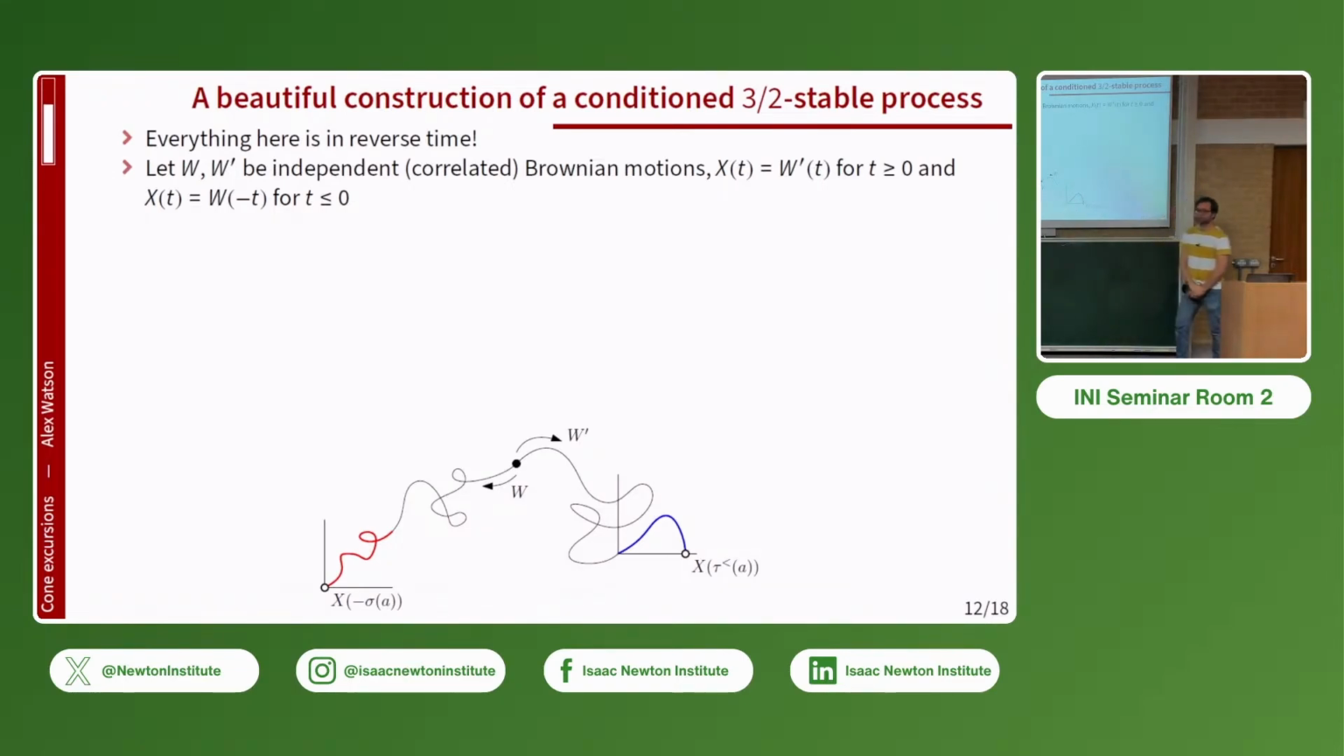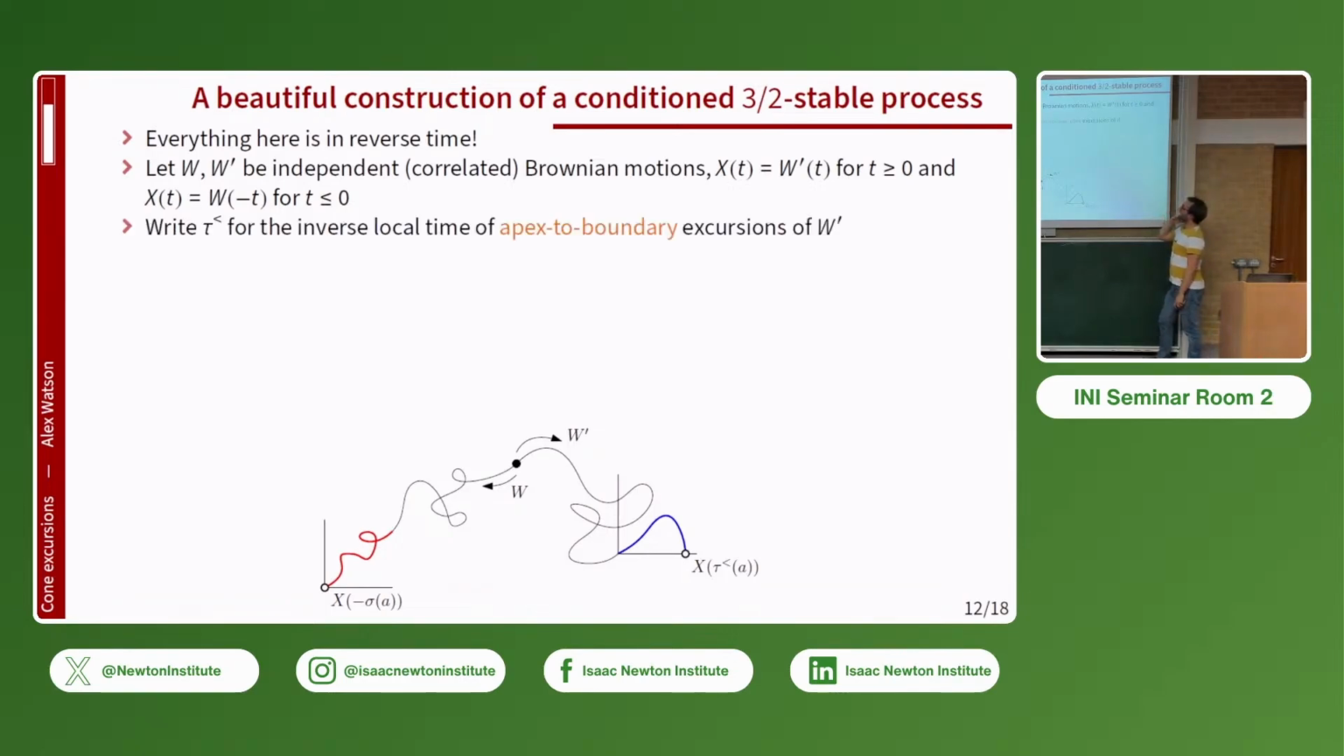I draw 2 Brownian motions. W prime goes in the forwards time direction. W goes in the backwards time direction. So W prime is going right and W is going left here. Of course, in reality, they'd get all mixed up straight away, but it helps keep things straight. This gives me a process X, which is indexed by time in the real line.